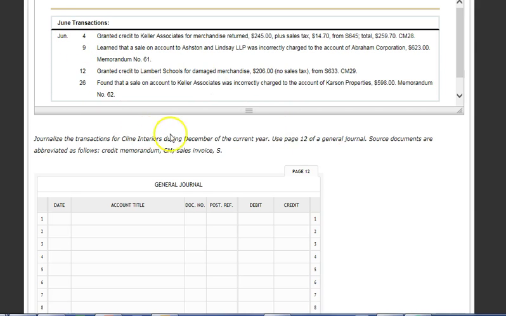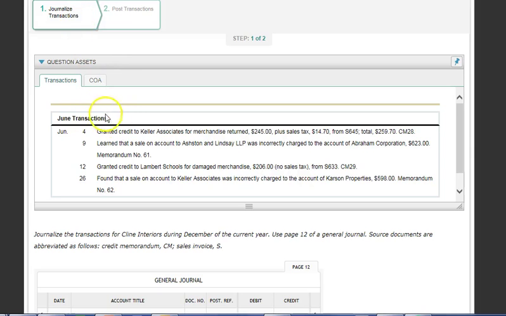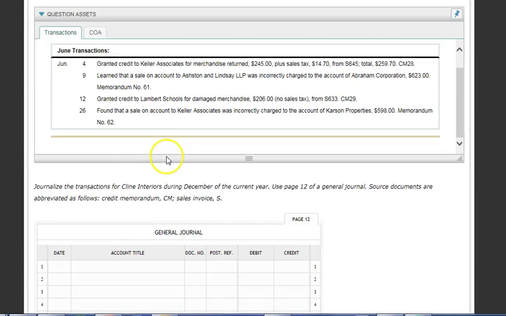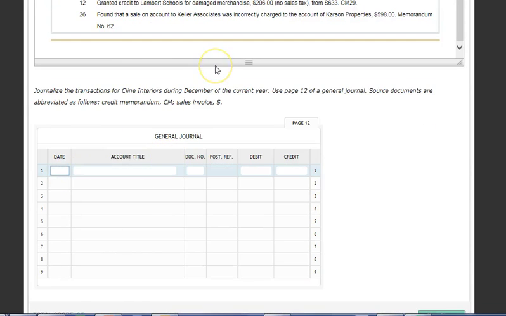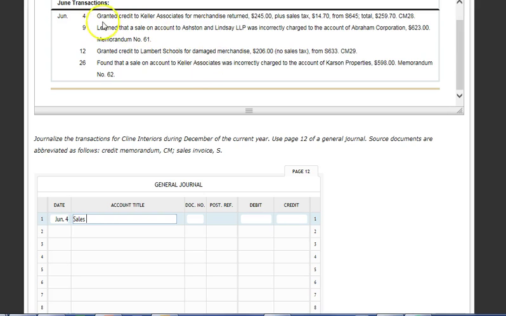So during December, I see June transactions. That is really odd. I believe that may be a typo. So let's start. First of all, we have June 4th. It says right up here, granted credit to Keller Associates for the merchandise returned plus sales tax, etc. So we have sales returns and allowances.